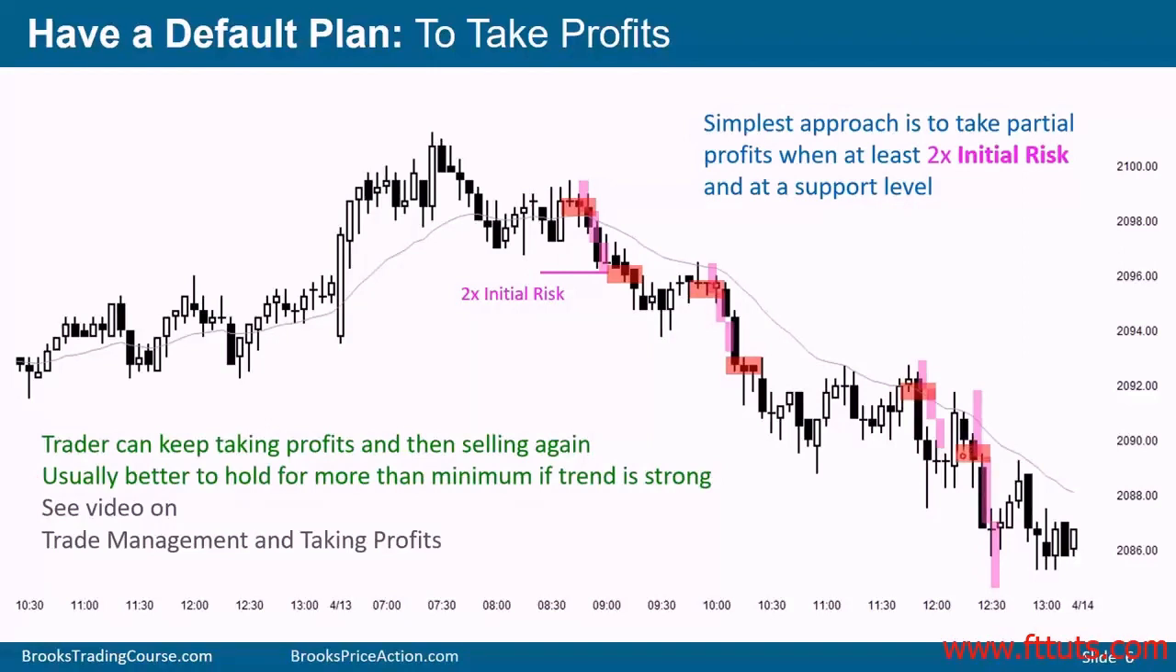Initial risk for the bears who sold below this bar, their stop is probably here. And this is 2 times initial risk. It did not get down to their initial risk by the end of the day. And if that was their goal, they would exit at the end of the day. Again, it's reasonable to hold your position until either the end of the session or until there's a reasonably good buy signal.